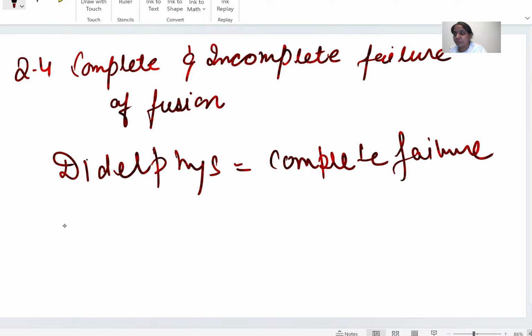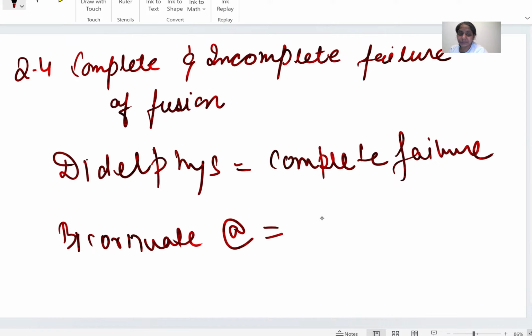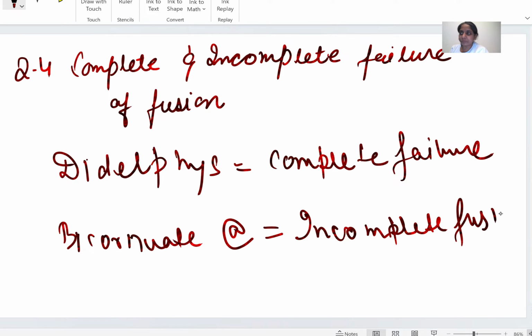And bicornuate is associated with incomplete failure of fusion. Incomplete fusion. Okay.